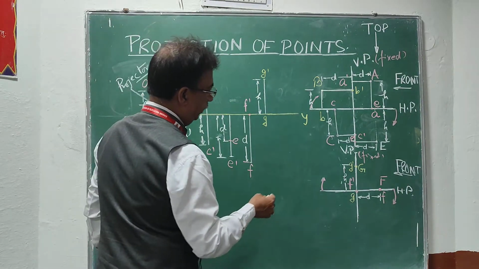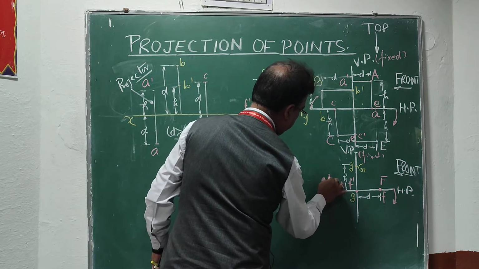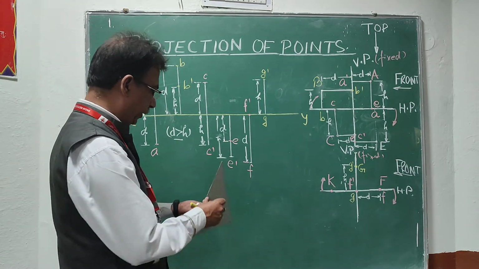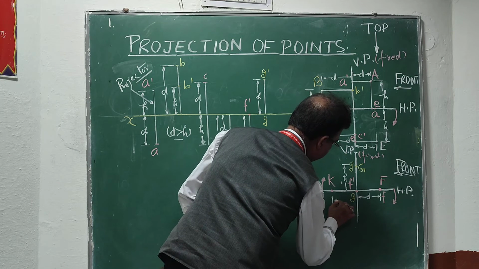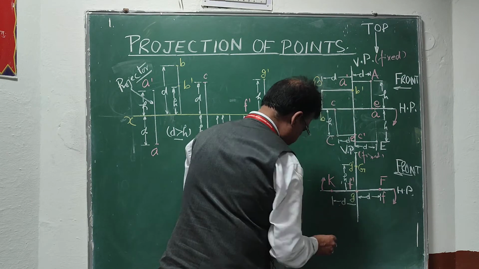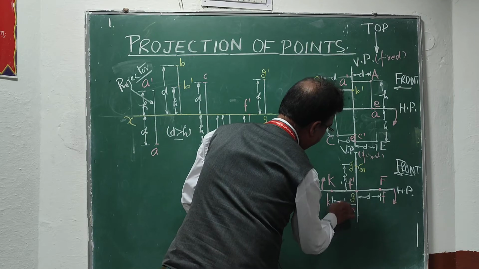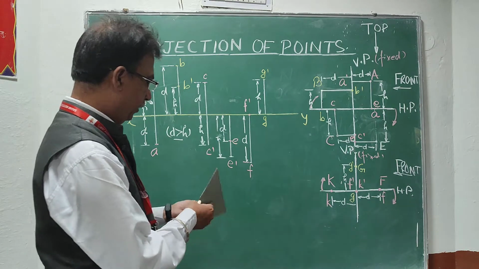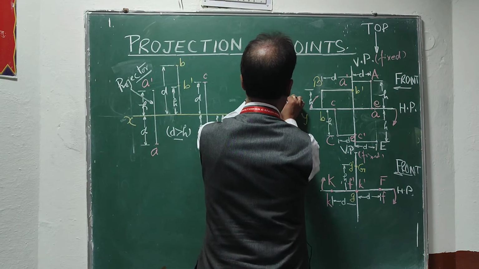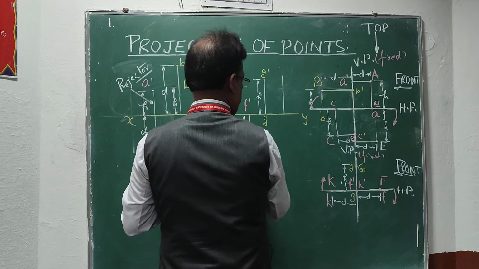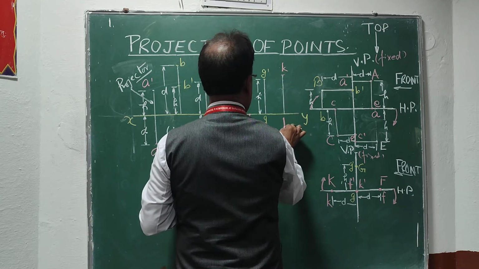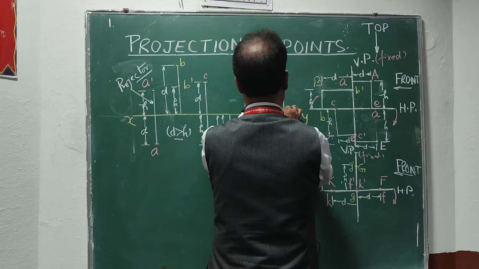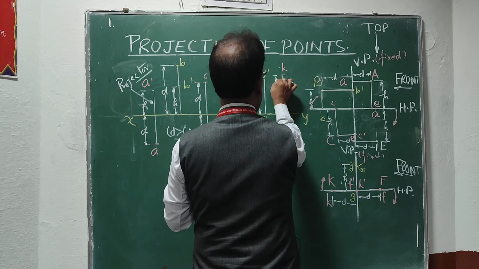Another point, K point, suppose I will take another point K. Now capital K will be on the HP and behind VP by some distance d. Now the top view will be on the same point small k, and the front view will be on the reference line. Rotation will be upside, so small k will go up, and k dash will be on the reference line like this. The distance will be small d.